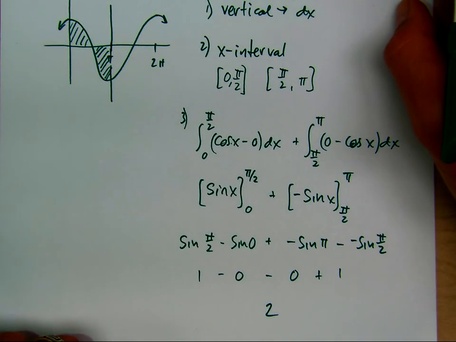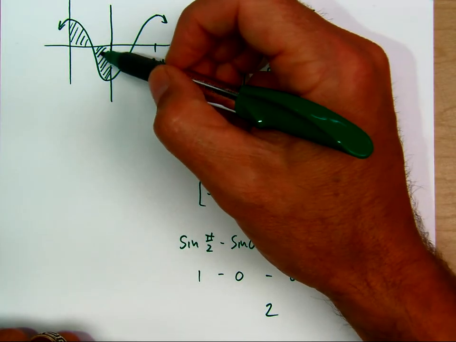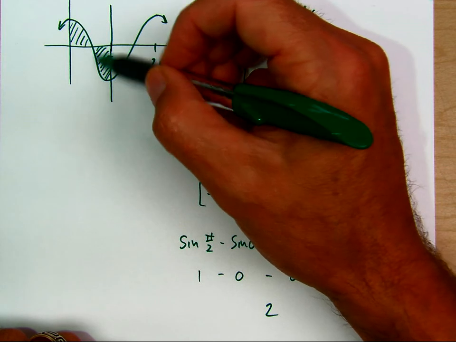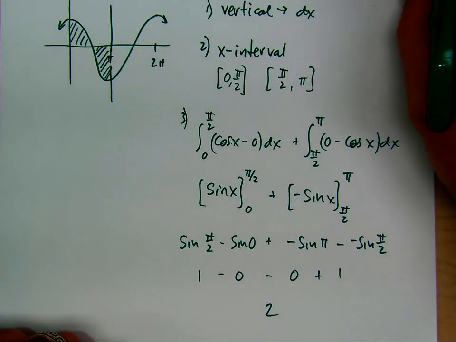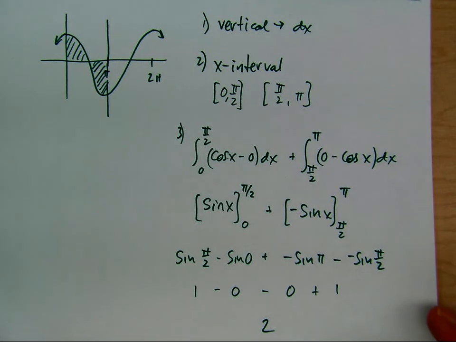And also, if you recognize that there's symmetry here, you could just find the area of this and then just multiply it by 2. But we were practicing setting up the integral with 2 intervals.